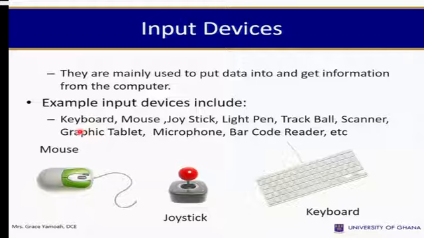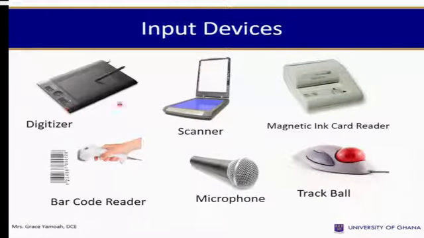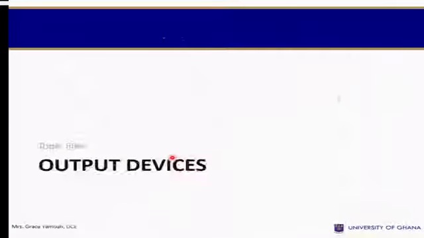They are mainly used to put data into and get information from the computer. Examples are as displayed here: the mouse, the joystick, the keyboard, and sometimes sensors. Digitizer, scanner, magnetic ink card reader, trackball, microphone, barcode reader. These are all input setups or input systems.